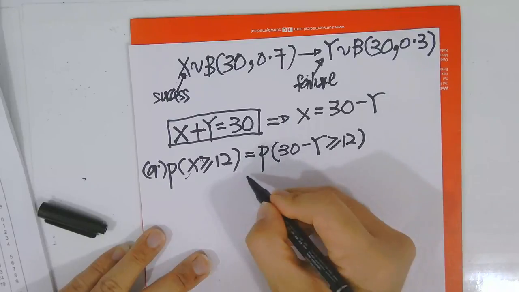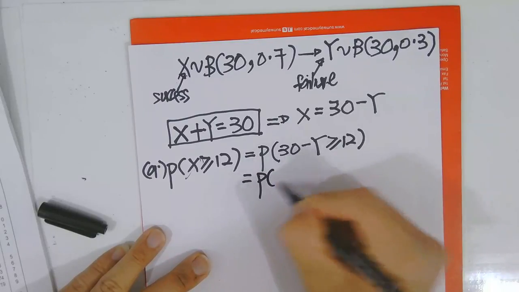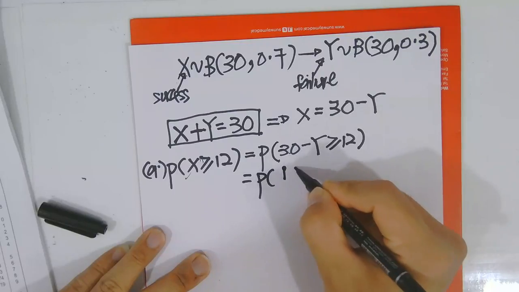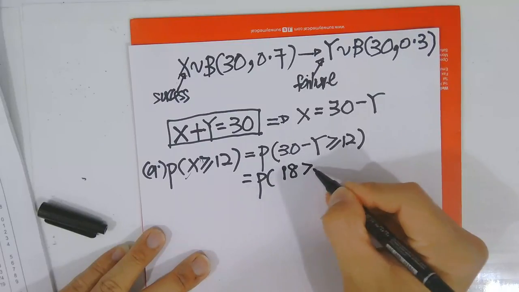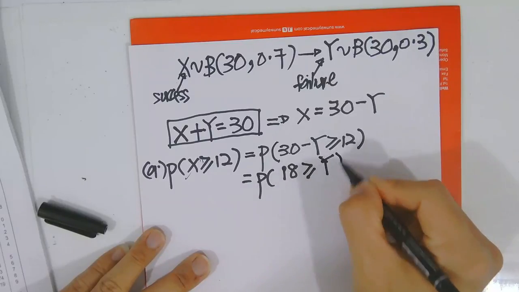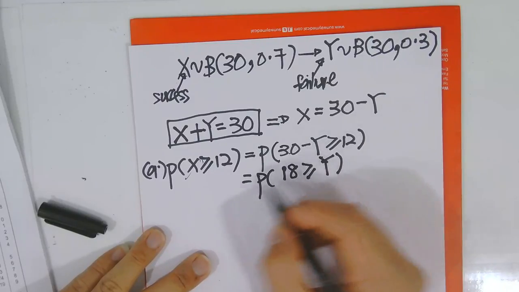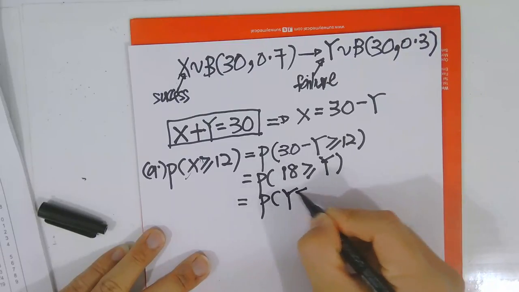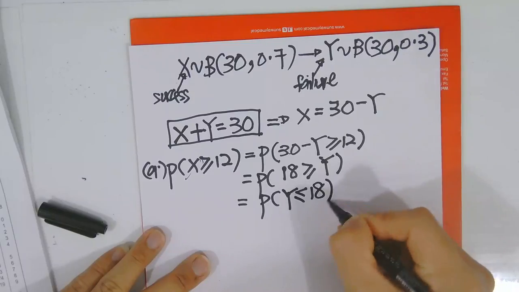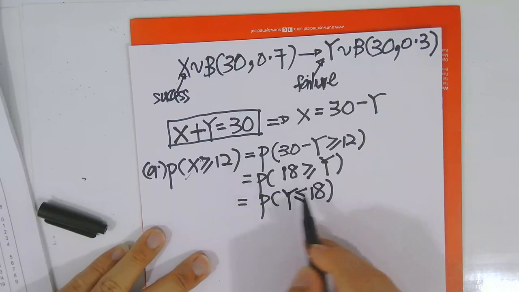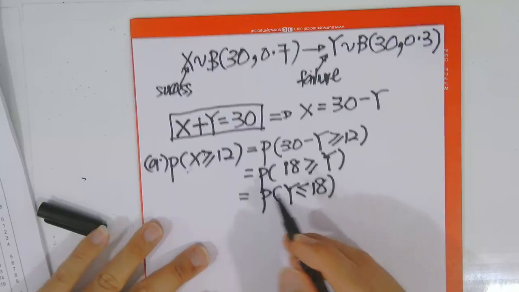Which is at least 12. So slowly I'm doing. 30 minus 12, I have the value of 18, right? 18 greater or equal, negative y moved to the other side will be greater or equal y. So I can rewrite this as y at most 18. At least 12 successes is the same as at most 18 failures.